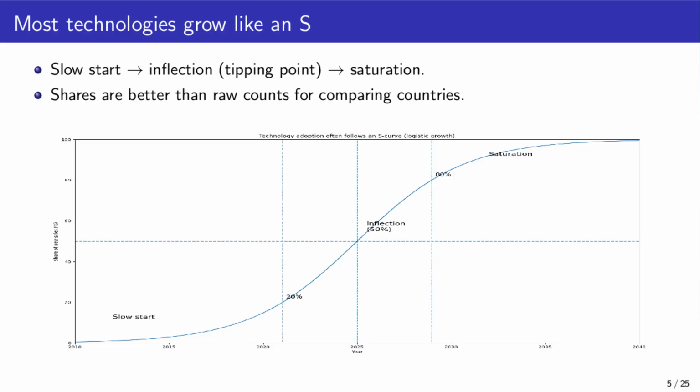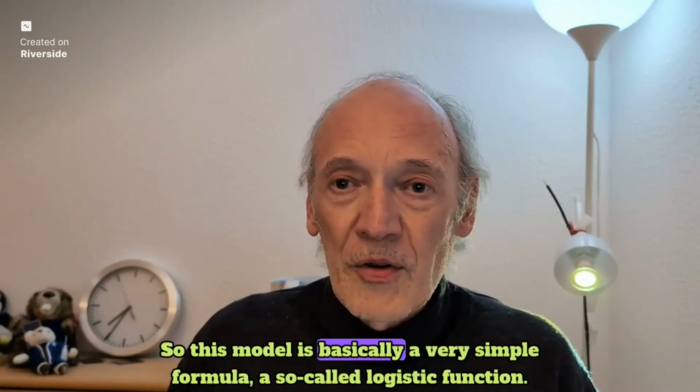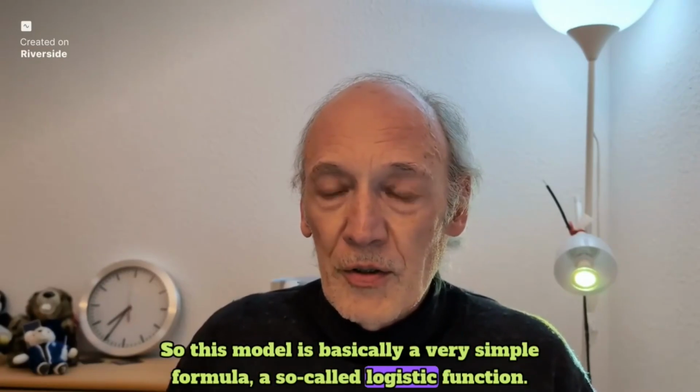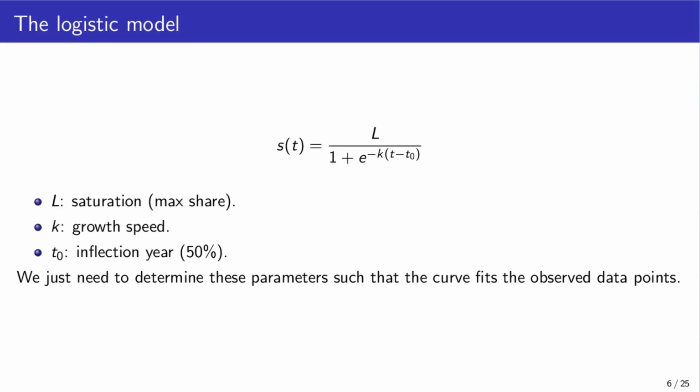So here you can see what a basic S-curve looks like. It starts slowly, with exponential growth. Then we have an inflection point or tipping point, where we have the fastest growth. And then finally we reach saturation. Here in this curve we have a percentage, because percentages are better to compare different countries. So this model is basically a very simple formula, a so-called logistic function. And the three parameters are L, the saturation, the maximum share that we can reach, then k, the growth speed, and t0 is the inflection year when we have the tipping point.